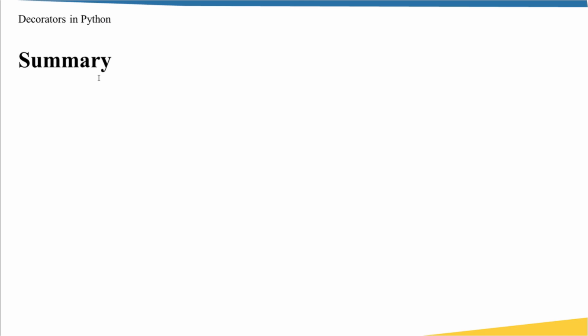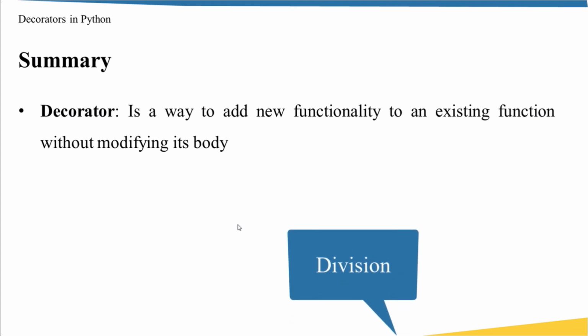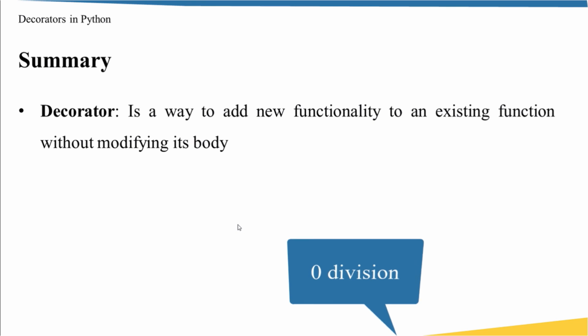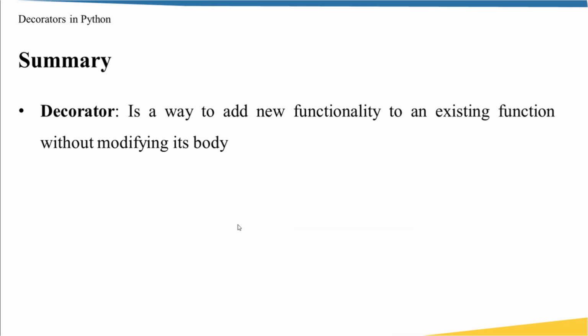Now let's summarize what we have learned in this lecture. In this lecture, we have learned about decorators, and a decorator has been defined as a way to add a new functionality to an existing function without modifying its body. We saw this in an example of division, and we saw that we are able to handle zero division without updating the original function divide. Also, we saw how we can use the decorator, and you have two ways: you can use the decorator as a normal function, or you can use @ and then the decorator name above the function that you want to decorate.